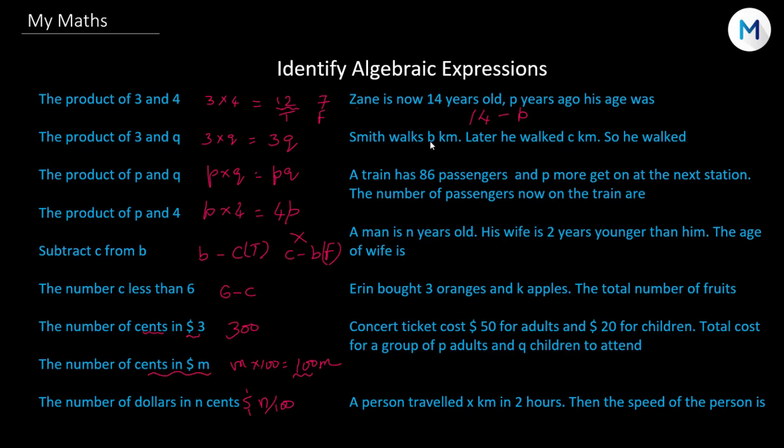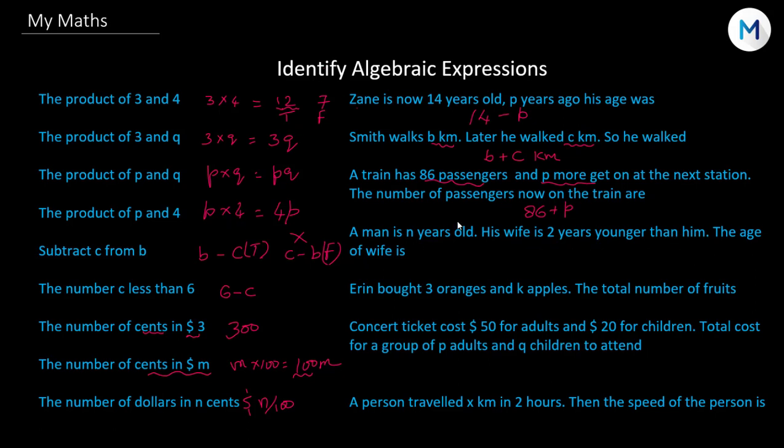Similarly, Smith walks b kilometers, and later he walks again c kilometers. So totally he walked b plus c kilometers. Then the train has 86 passengers, and p more get in at the next station. So already there are 86, and then p more, so 86 plus p is the current number of passengers in the train, if no one has got down at that station. And a man is n years old, his wife is 2 years younger than him.